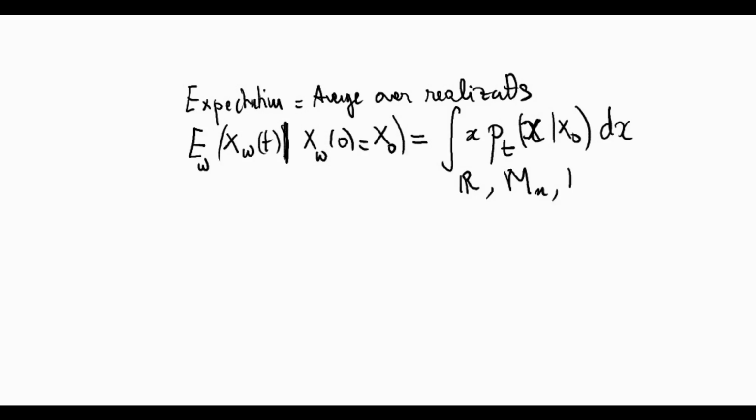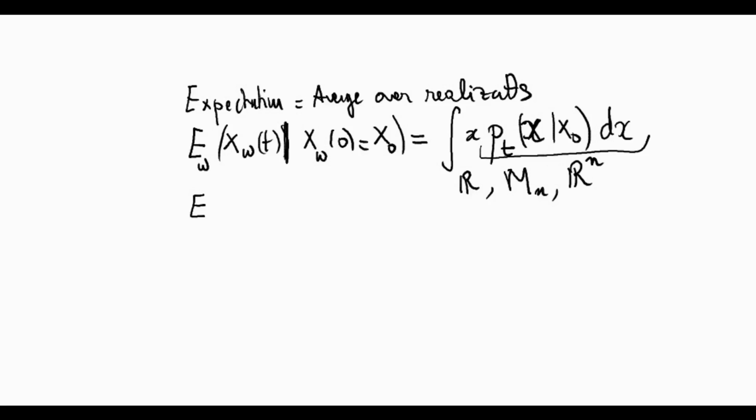Or it can be, for example, Rn. So this is a definition of the expectation. Expectation again means we average over the realizations, which are connected to this probability density function, which allows us to calculate it when we know this p of t. And this is also an important definition when we want to calculate this using empirical data.